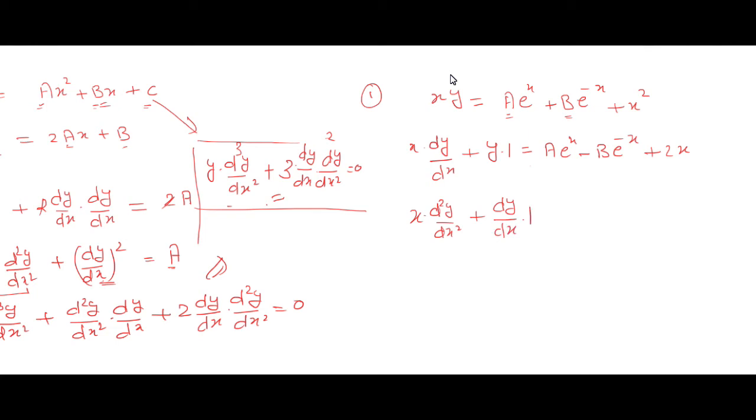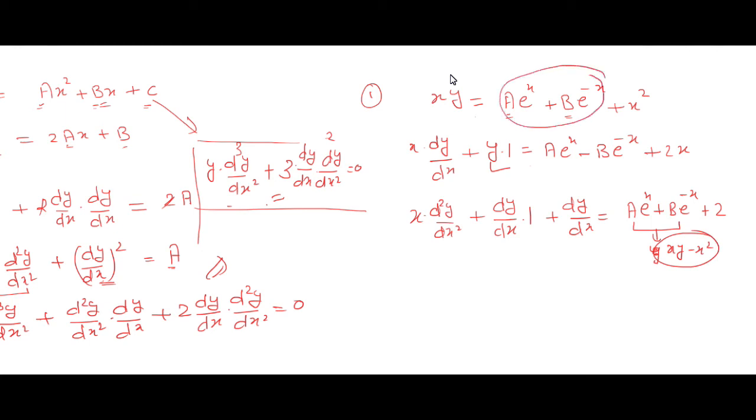into differentiation of first plus differentiation of this equals, you will get a exponential x, and if you differentiate this term, you will get b exponential minus x and plus 2. Now you can remove a and b by writing this term as this term from equation 1. You can write that xy minus x square. From here you can write this term as xy minus x square.